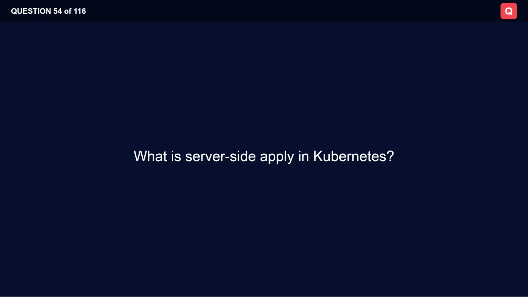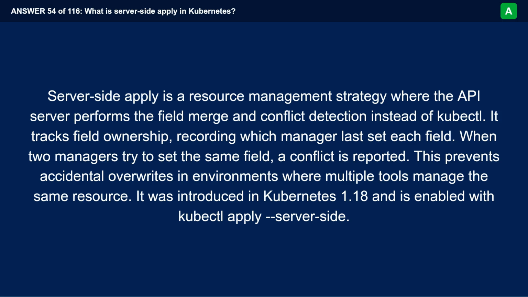What is server-side apply in Kubernetes? Server-side apply is a resource management strategy where the API server performs the field merge and conflict detection instead of kubectl. It tracks field ownership, recording which manager last set each field. When two managers try to set the same field, a conflict is reported. This prevents accidental overwrites in environments where multiple tools manage the same resource. It was introduced in Kubernetes 1.18 and is enabled with kubectl apply --server-side.